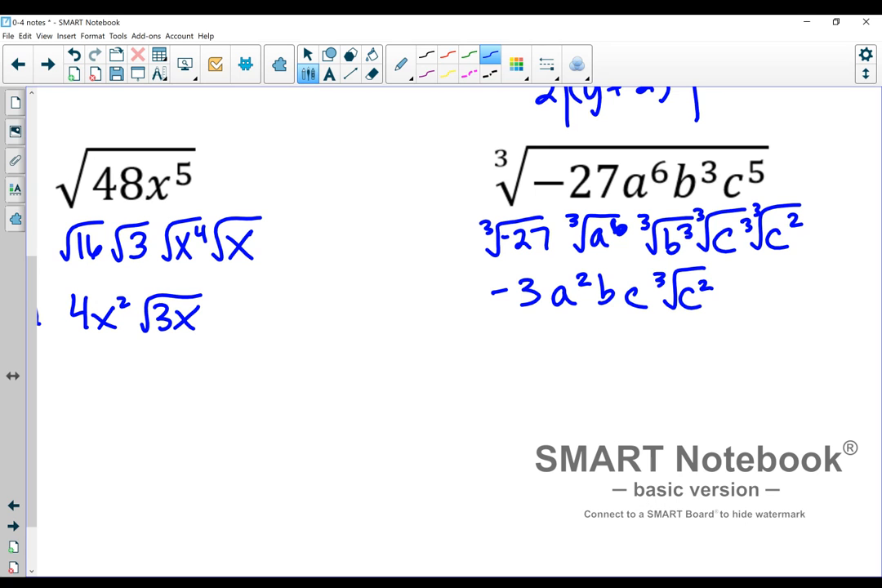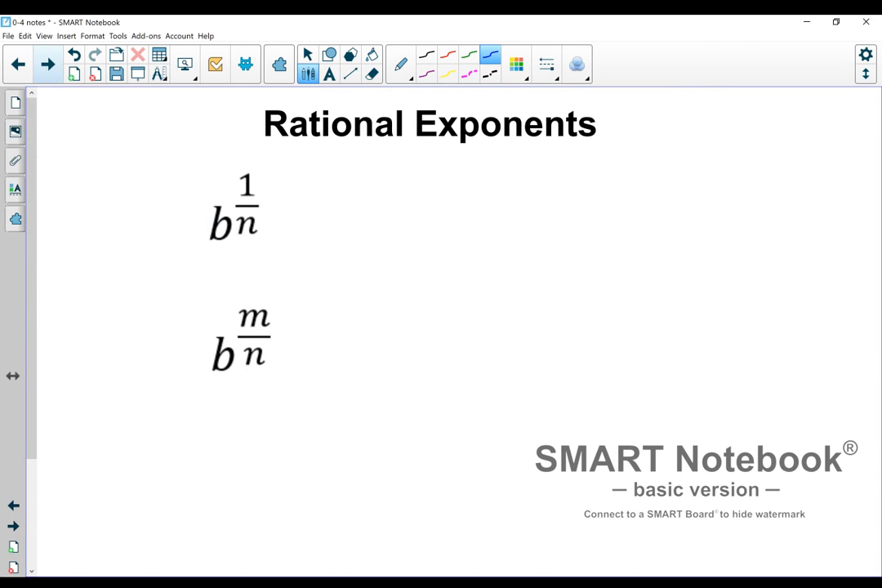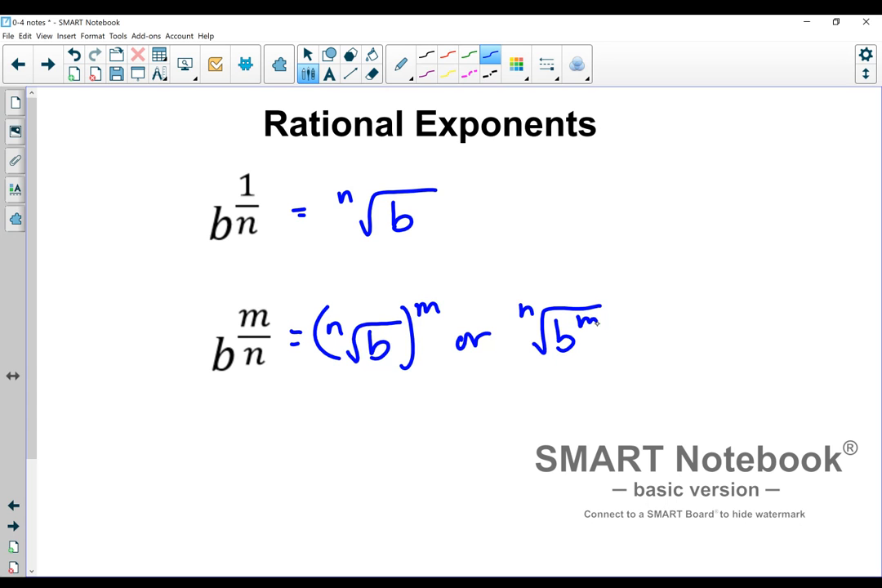So now we're going to look at expressing roots as exponents instead. Just review that really fast. So if I have b to the 1 over n power, that's going to be the nth root of b, because b is to the first power. And then m divided by n, that exponent is going to be either the nth root of b to the mth power, or the nth root of b to the m power. And just remember, this is only if m over n is in reduced form. We always want to make sure that we've reduced the exponent, just like a regular fraction.